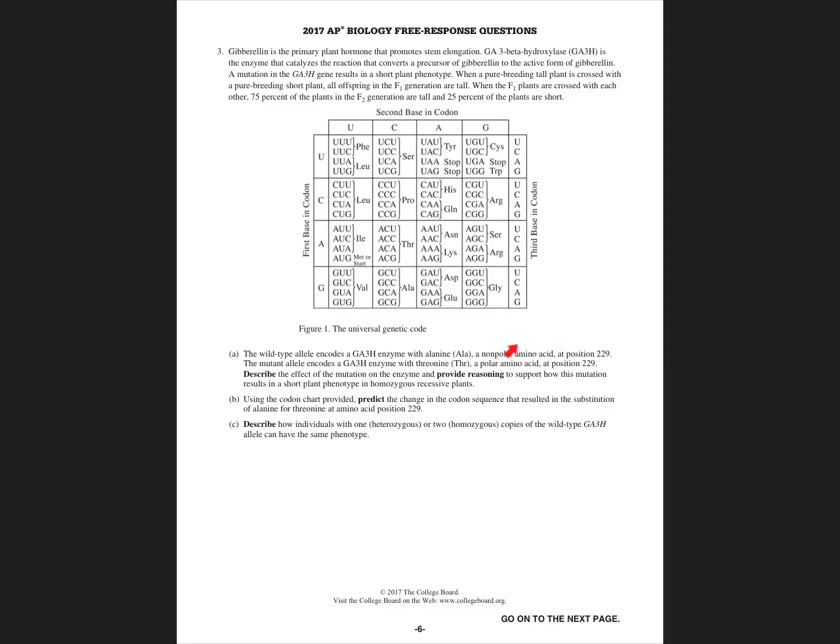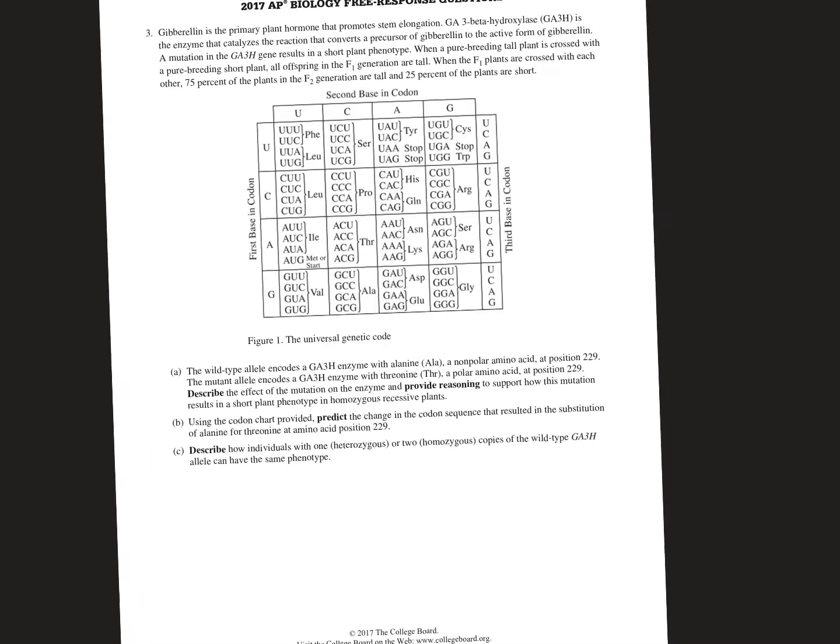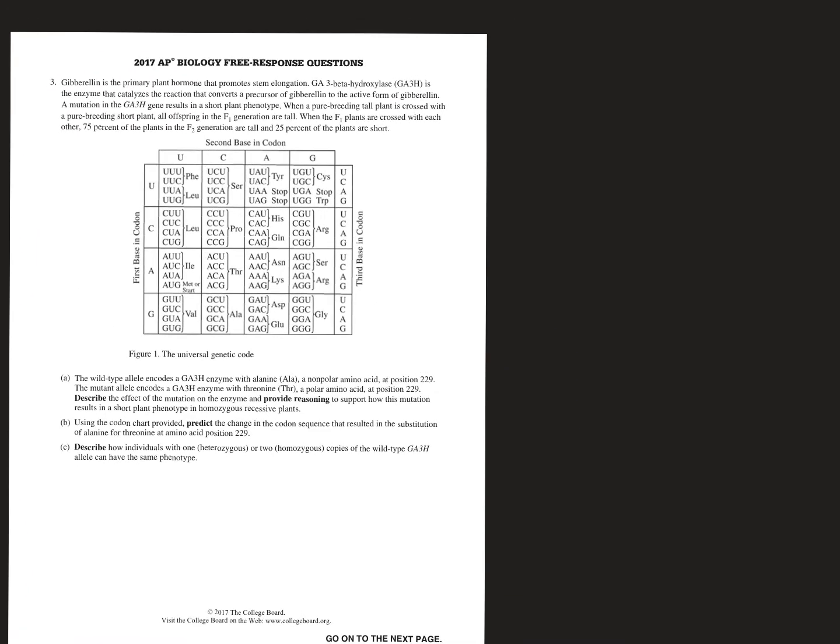All right, so this looks like it's that molecular genetics business. So here you have gibberellin, and it's a primary plant hormone. It promotes stem elongation, and GA3 beta-hydroxylase is an enzyme that catalyzes the reaction that converts a precursor gibberellin to the active form of gibberellin. The mutation in the GA3H gene results in the short plant phenotype.